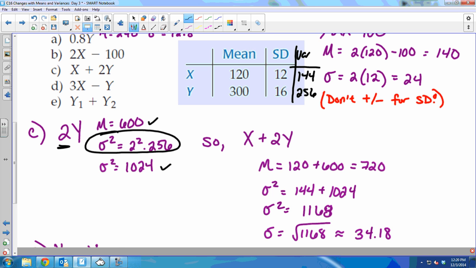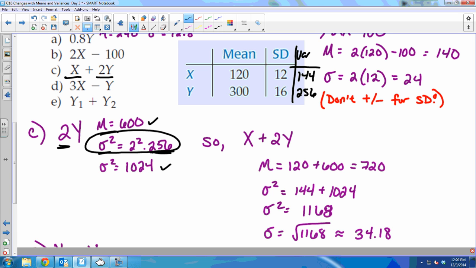Okay. I'm going to be combining two variables, x and 2y. So I know I'm going to have to combine variances because you can't add standard deviations together. So I need to find the variance of 2y. So that's what sigma squared stands for, is variance. So I have the variance of y, which is 256, times the constant squared. That's what that formula says. And then when I go back to combine them, x plus 2y, I already have the variance. I can just add them together and take the square root.